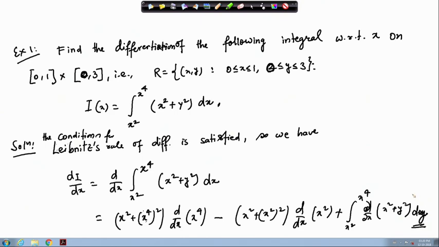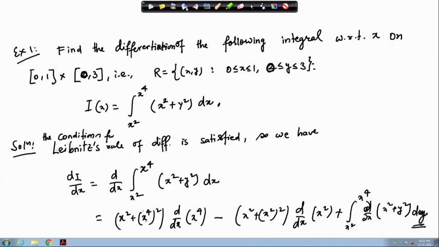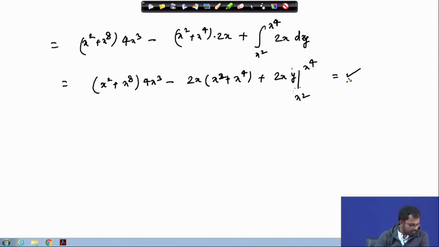If we integrate with respect to y, then we will basically obtain a y here, and this is of course 2x, so this will be 2x times y, and the limit we can substitute x to the power 4 and x square, and then we calculate, which is basically a calculation of a simple algebraic expression. So this is how we calculate the differentiation of an integral, and next we work out a few more examples just to get the concept a little bit more clear.